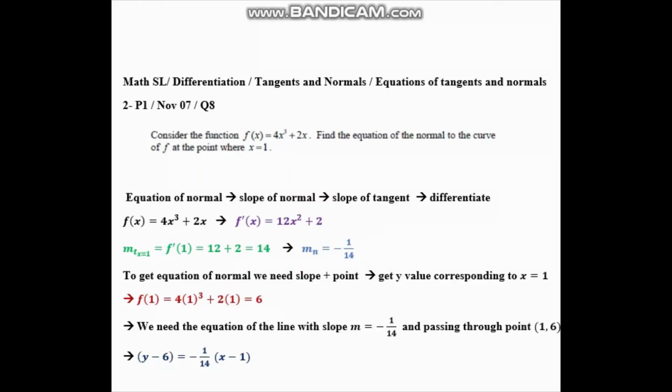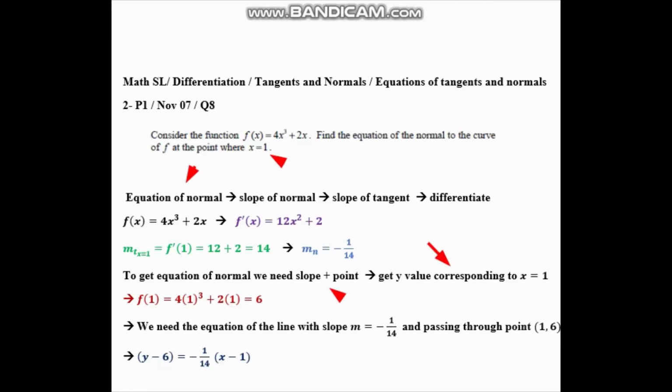Next, I use that to find the equation of the normal, and as we said, we need the slope and a point. So I'm halfway through, I've already got my slope. I need a point that belongs to this normal. So what point do I have? I have the given point where x equals 1. So I need to get the y value that corresponds to x equals 1, so that I have a value of x and a value of y that I can plug into my equation.